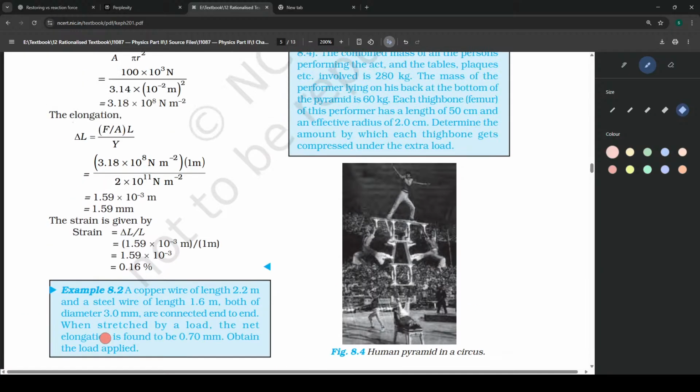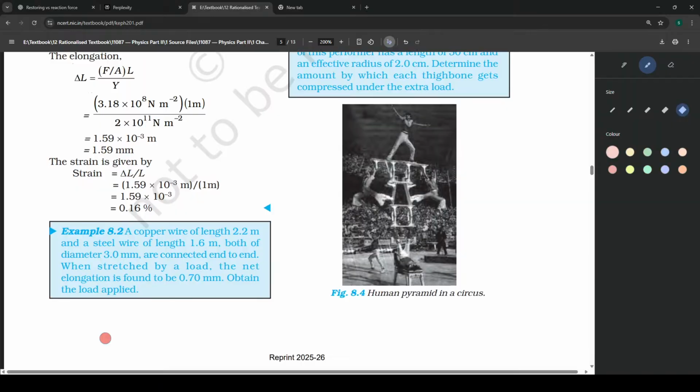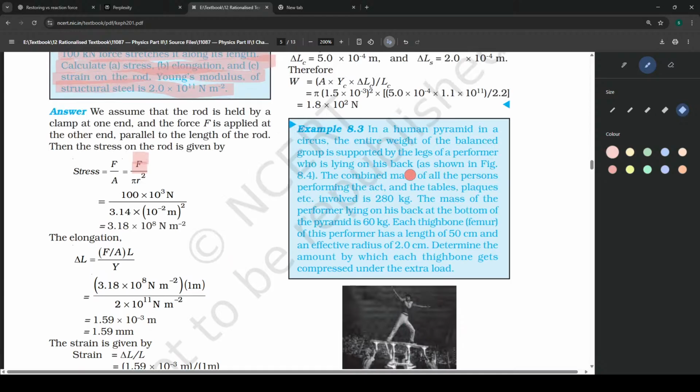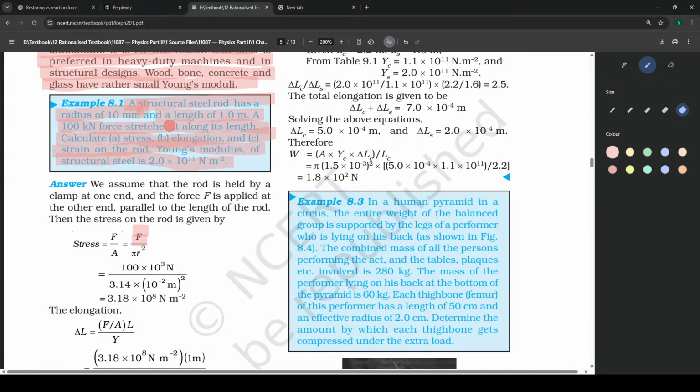Let's see the next question. A copper wire of length 2.2 meter and a steel wire of length 1.6 meter, both of diameter 3 mm, are connected end to end. When stretched by a load, the net elongation is found to be 0.7 mm. Obtain the load applied. Since they are connected together, the force applied should be equal for both of them. And using the Young's modulus, we can indeed find the values here.